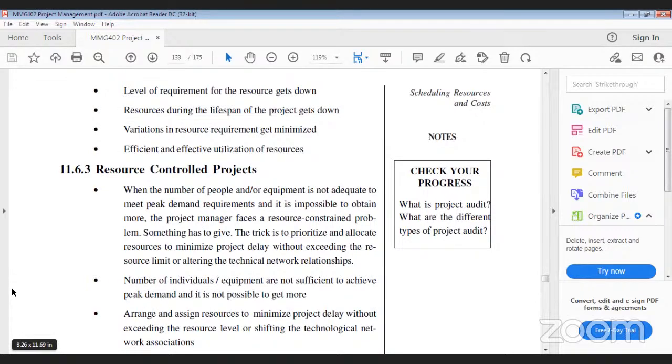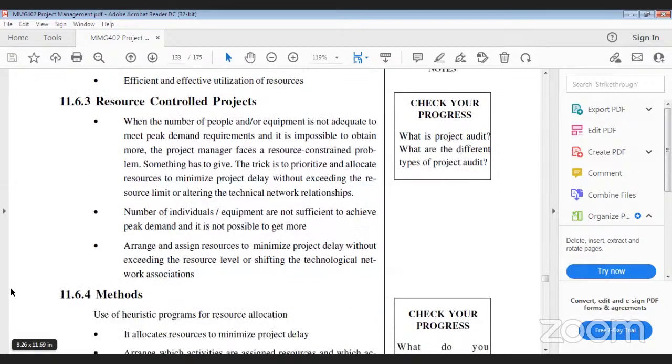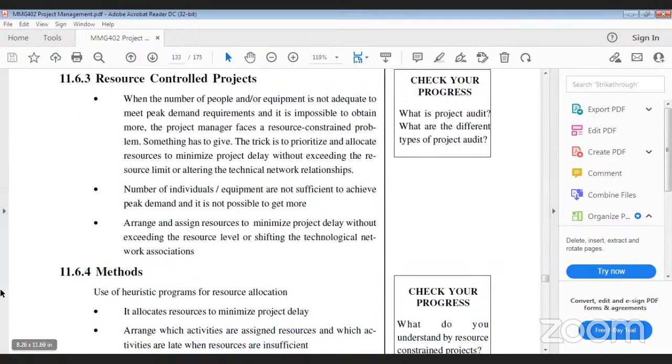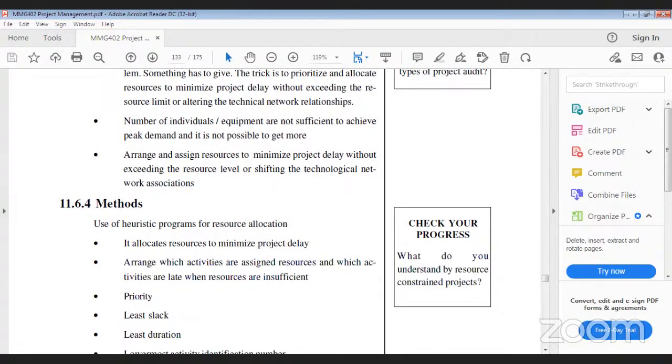Here is the third one, that is arrange and assign resources to minimize the project delay without exceeding the resource level or shifting the technological network association. Here there are some methods. First, use the heuristic program for the resource allocation. It allocates the resources to minimize the project delay. This is the first method.